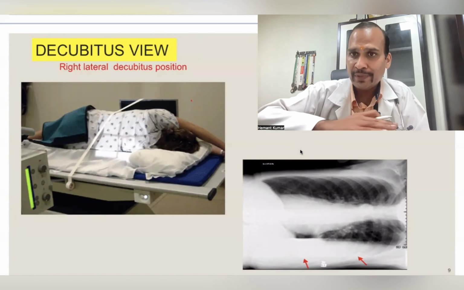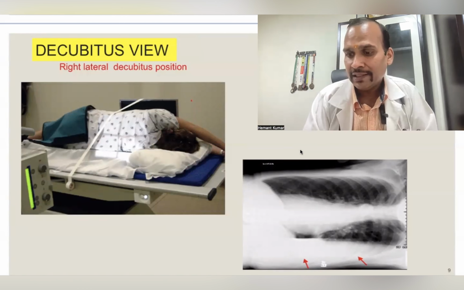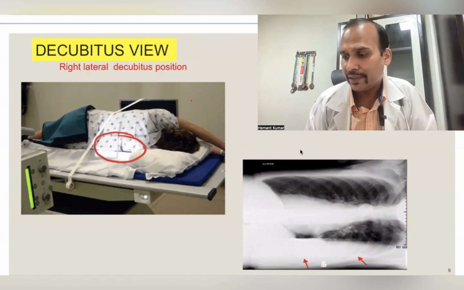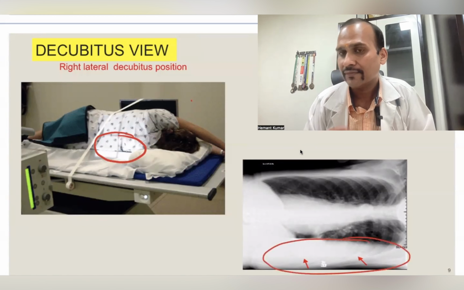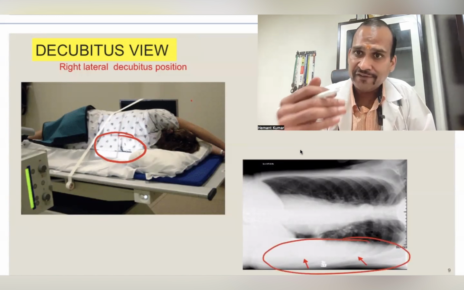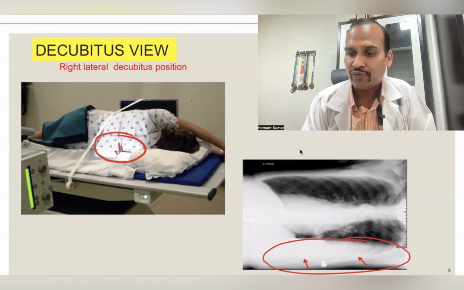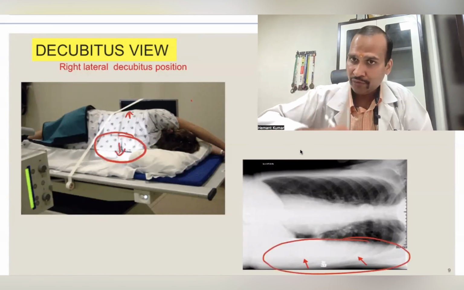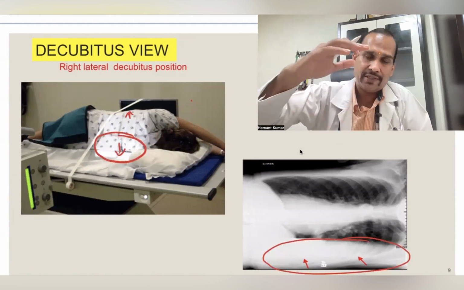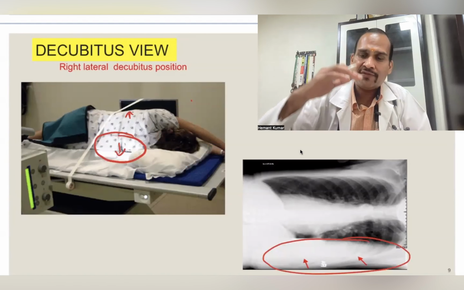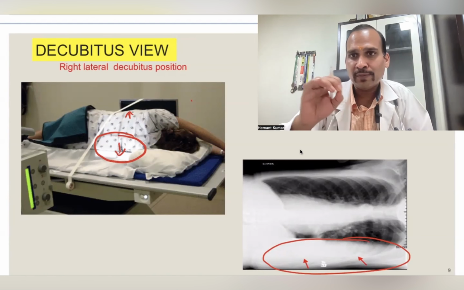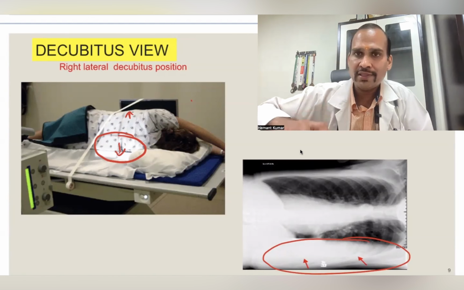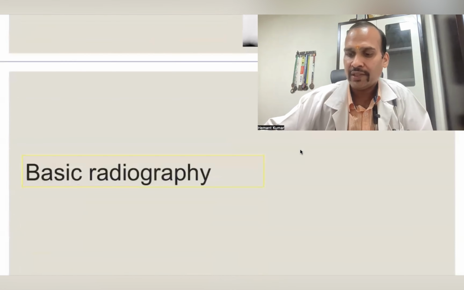So whenever you ask the patient to lie down on one lateral side, the dependent part, if there is effusion, will go down by gravity. See, this is the effusion. So if there is effusion on the left side, the left side should be downwards and the right side should be upward. If there is effusion on the right side, then the right side should be downward and the left side should be above. So this is the decubitus view. It is useful to diagnose minimal pleural effusion because the pleural effusion settles down because of gravity.